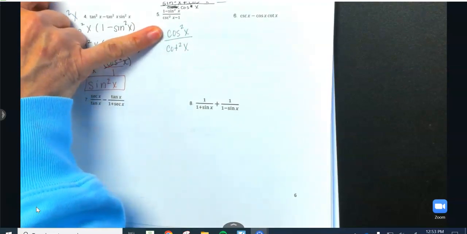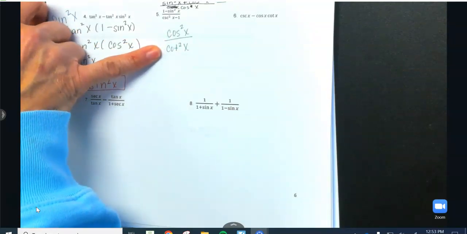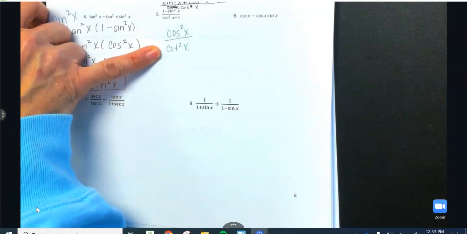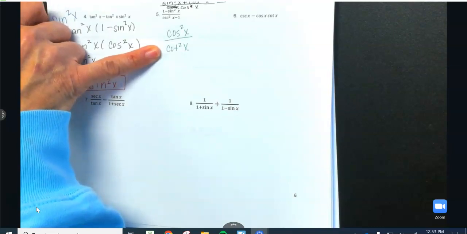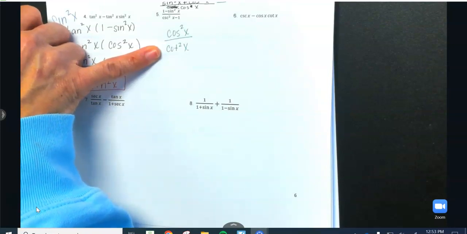I cannot rewrite cosine with the word tangent in it. But I can rewrite cotangent. How can I rewrite cotangent? Cosine squared x over sine squared x. There you go.